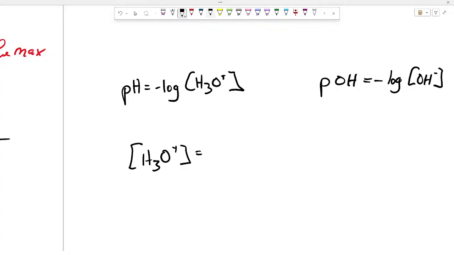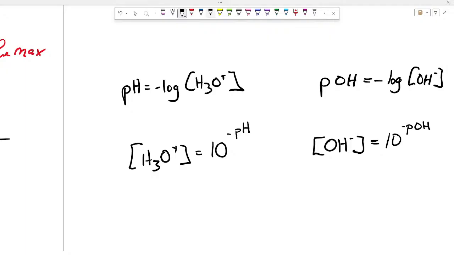What's the undoing of that? Log means to what exponent do we have to put the number 10? So we can say just put 10 to the exponent of negative pH, and you'll get that. And in this case, if you want to know the concentration of OH-, you would just do 10 to the exponent of negative pOH. Very good.